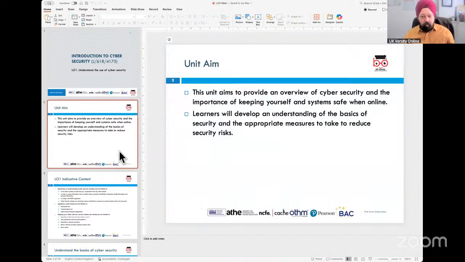Now, overall, when we look at why we want to study cybersecurity as a unit, I think the overall aim is to understand how we keep ourselves, our data, and anything related to the data or information that we have safe online.